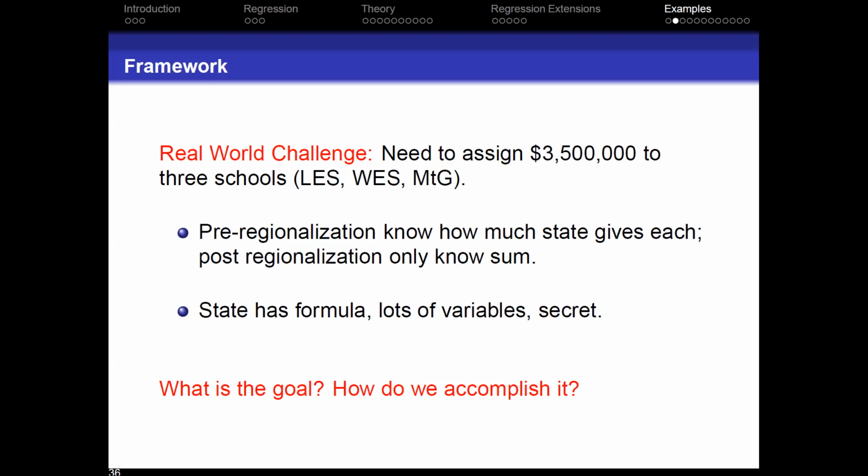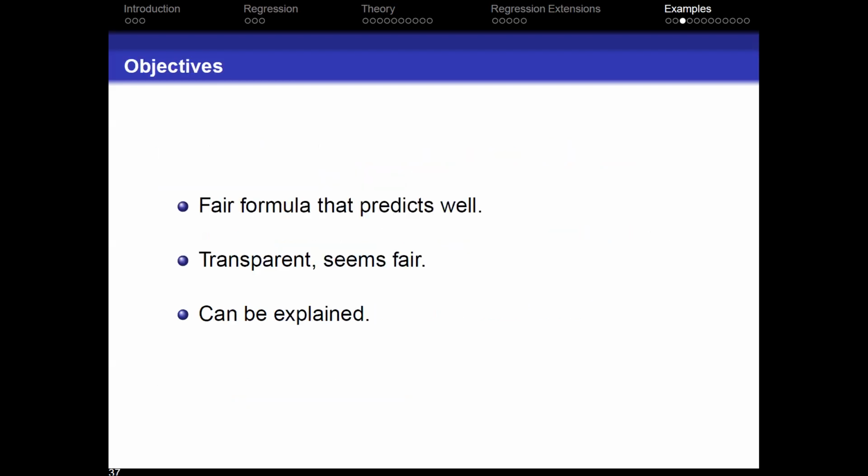Given some parameters and some data over time, can you predict how things might be in the future? Can you predict how new values would be? And so the objectives, when I was trying to come up with the formula, is I wanted a fair formula that did a great job predicting. I wanted it to be transparent, that people would agree is fair. And I wanted something that I could explain to the select boards, to the finance committees, and to the voters.